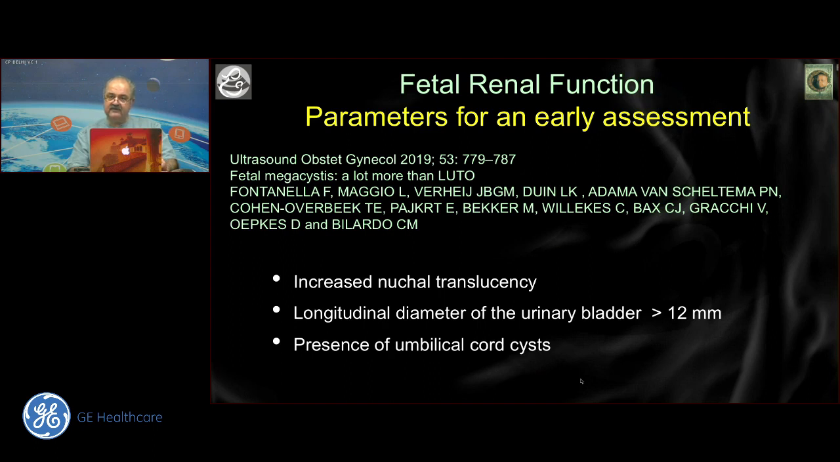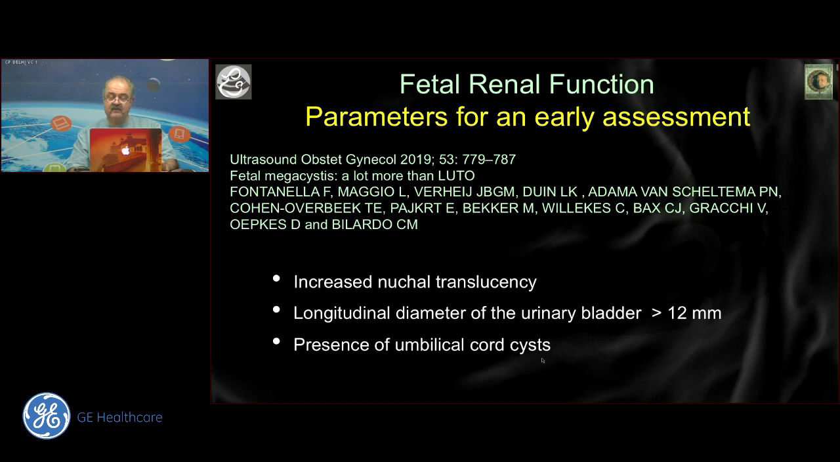So if you've had a fetus that presents with a urinary abnormality later, look back to see whether it had an increased nuchal translucency or not. And if it did, that's a bad prognosis. If the longitudinal diameter of the urinary bladder was more than 12 and not 7 or 15 as the old landmarks, bad prognosis. And the presence of umbilical cord cysts at the time of any of the previous scans are markers of a poor prognosis.